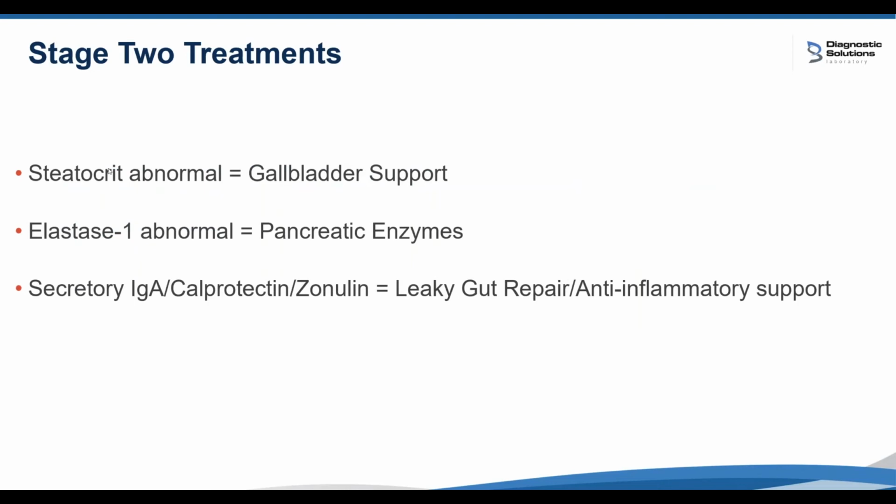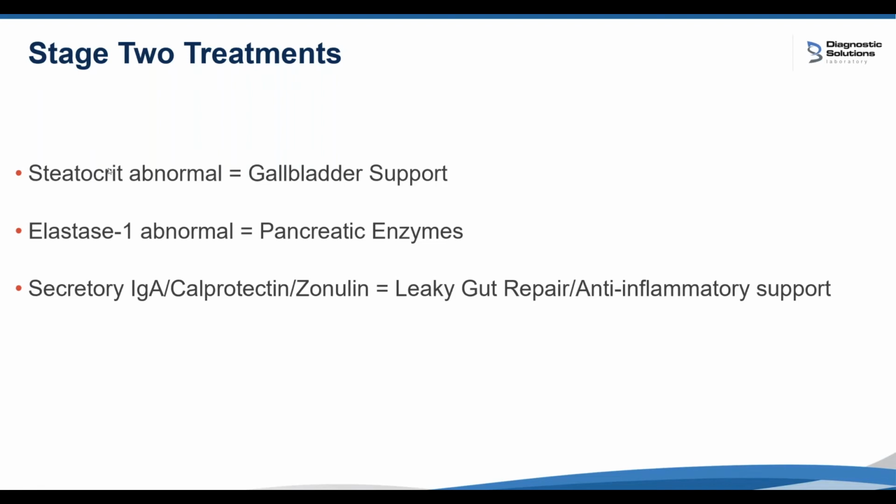Just use a good quality company. If elastase is abnormal, you give them pancreatic enzymes. If secretory IgA, calprotectin, or zonulin are abnormal, you've got to put them on a leaky gut repair, anti-inflammatory support program. Now you've got your stage 2 script, kind of.